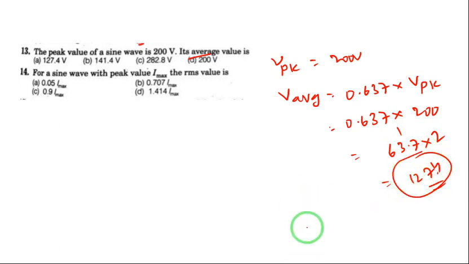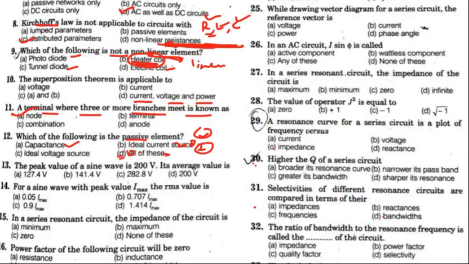Okay. Now see the question. So 127.4, this is the correct answer. The peak value is given here, and he has asked the average value. So the correct answer is 127.4. The relation here is average value is equal to 0.637 into peak value.